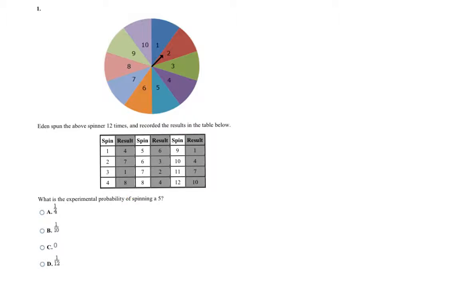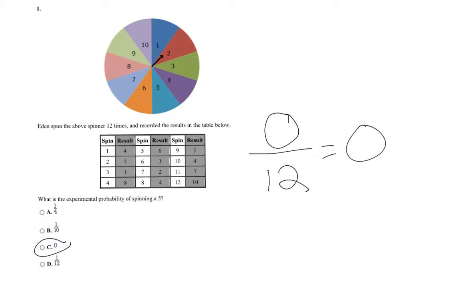Nothing in this column of results, no 5s in this column, no 5s in this column. So that means that 5 was spun 0 times out of 12 spins. 0 over 12 just reduces to 0. So the experimental probability of spinning a 5 in this question is 0, which is C.